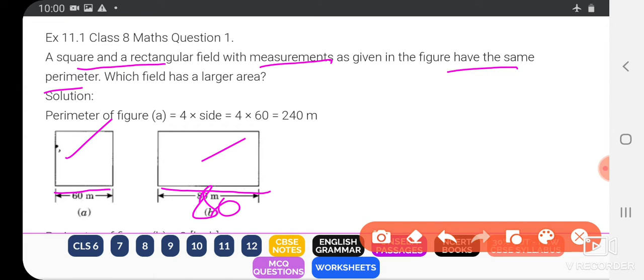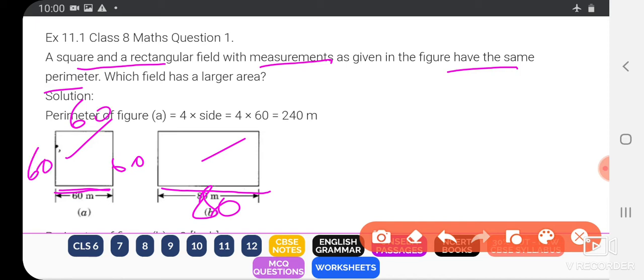What is a perimeter? That is the total measure of its boundaries. Just remember that. The total sum of its boundaries. So we know that in a square all sides are equal. So if this is 60, this is also 60, this is also 60, this is also 60.